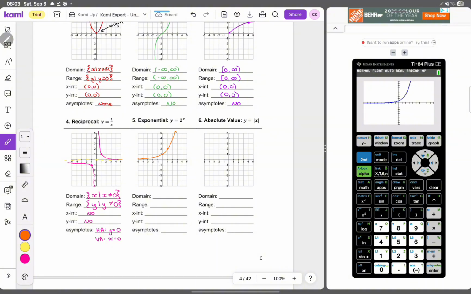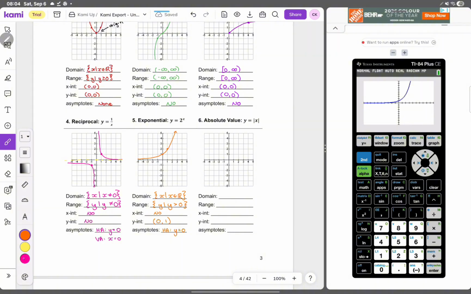There you go. So domain is all real numbers. We do go left and right forever. Our range, as you can see, y needs to be greater than 0. Not greater than or equal to, but greater than 0. We have no x-intercept. Our y-intercept is (0, 1). And we do have one horizontal asymptote of our x-axis, y equals 0.